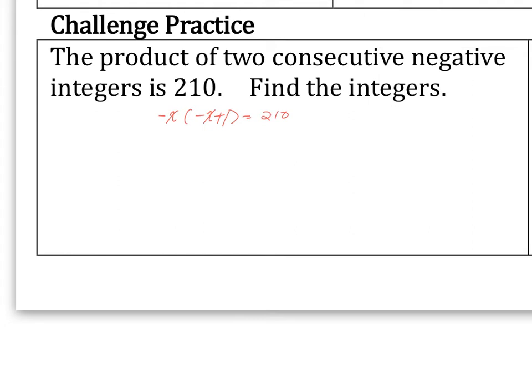And I'm going to distribute negative x into the binomial negative x plus 1. So negative x times negative x is positive x squared. Negative x times positive 1 is negative x. Okay, now I'm ready to complete the square.